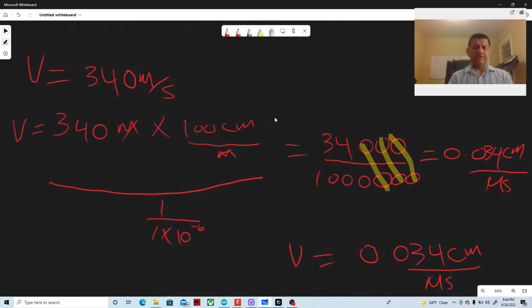Well, we do the following. We multiply: how many centimeters are in a meter? 1 meter is equal to 100 centimeters. We want to change that unit to centimeters because that was the unit we based the distance between the object and the sensor on. Then we cancel meters and we get centimeters. Multiplying that is equal to 34,000 centimeters.